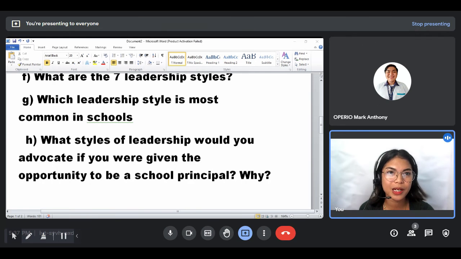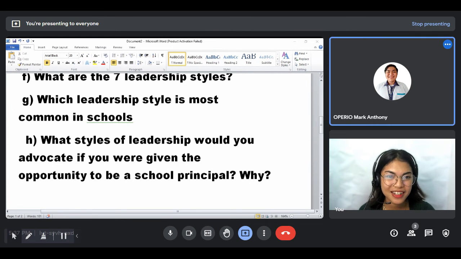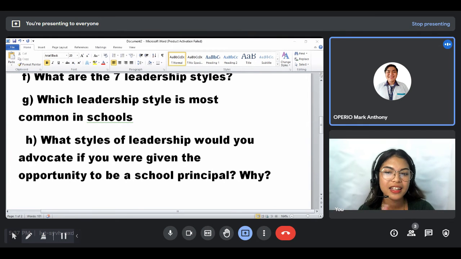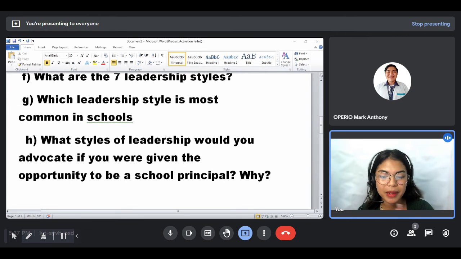For example, in one classroom, there is a teacher and there is a president, which is the leader. The president will assign the classmates or the members or the officers their respective assignments. So the president instructs the members on what their assigned tasks are. And the second example for this one is the teacher.